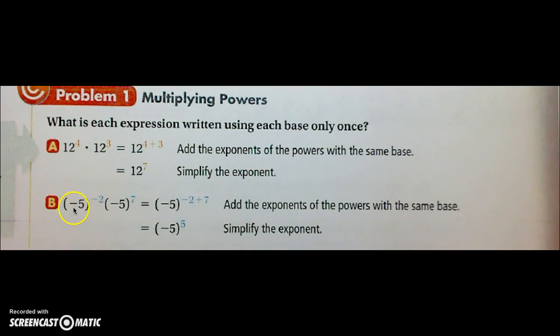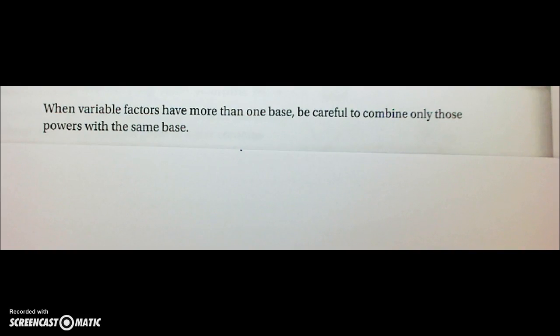So in B, we have -5, but our exponents are -2 and 7. So we have -2 plus 7. That's what we do with our exponents. And you see our base stays the same. And then -2 plus 7 is 5. When variable factors have more than one base, be careful to combine only those powers with the same base.